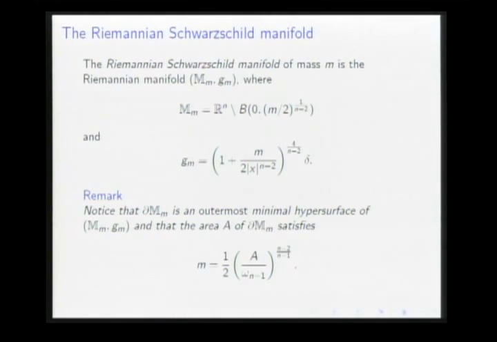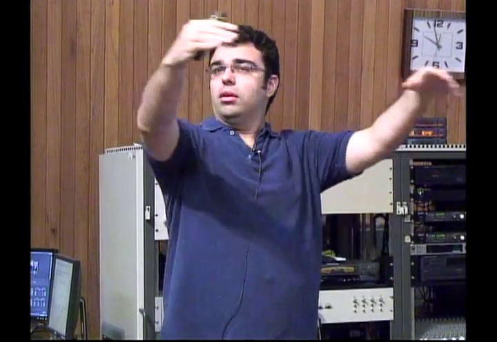If you pay attention, the boundary is going to be a minimal hypersurface, and more than this, it's going to be what they call outermost. There is no other minimal surface containing this one.